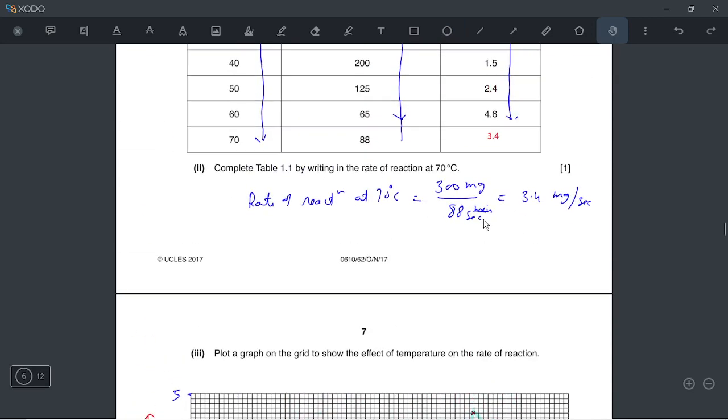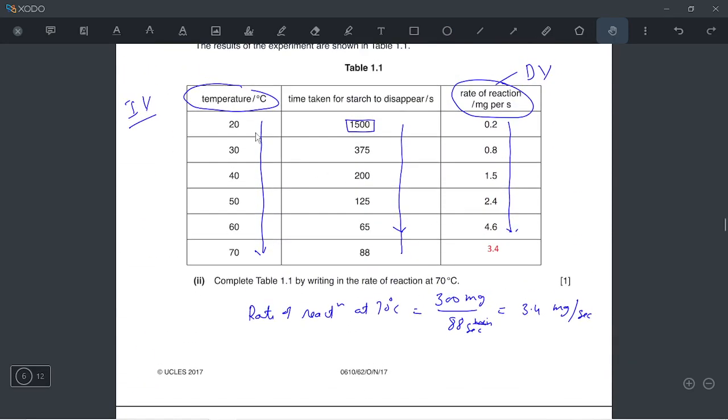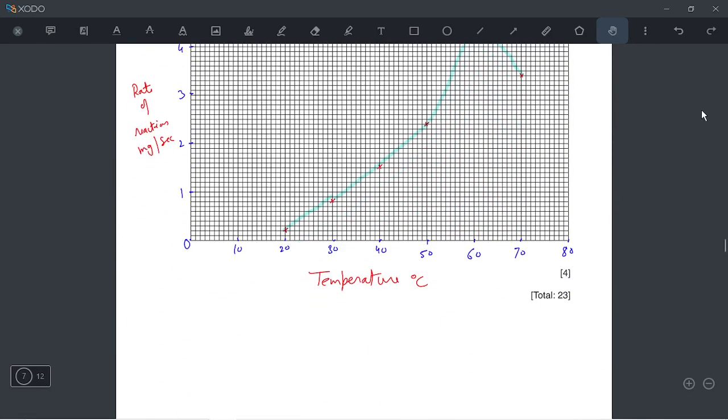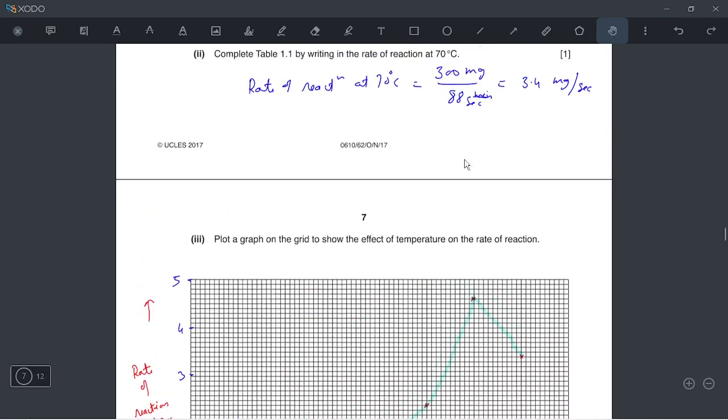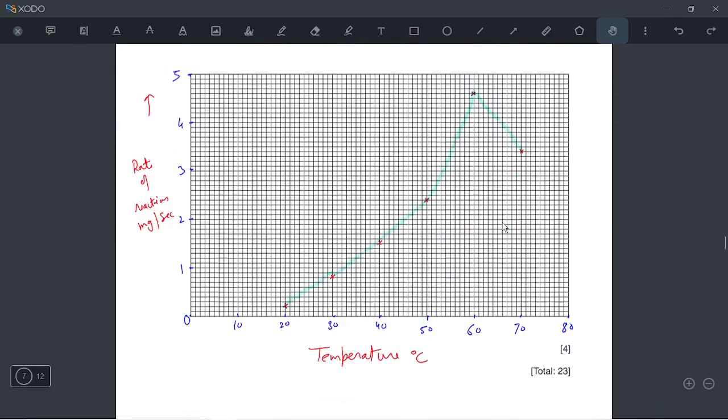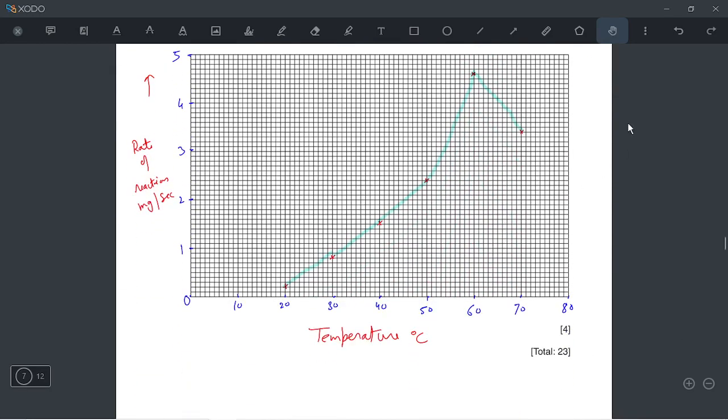So you can take a suitable scale. The temperature minimum is 20 and maximum is 70, so accordingly you can take the scale, right? So 0 to 10, 10, 20, 30, 40, 50, 60, 70, 80. So one small grid is equal to 1 degree. And rate of reactions, minimum is 0.2 and maximum is 4.6. So 4.6 means here you can take a scale of one full big block.